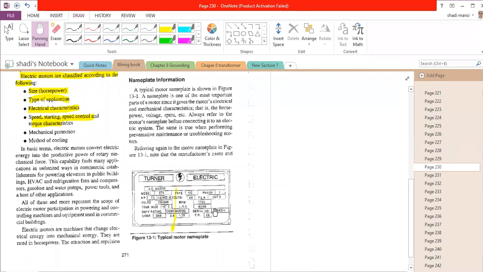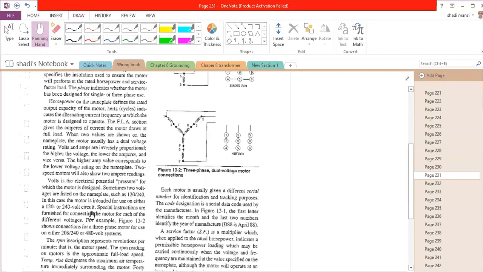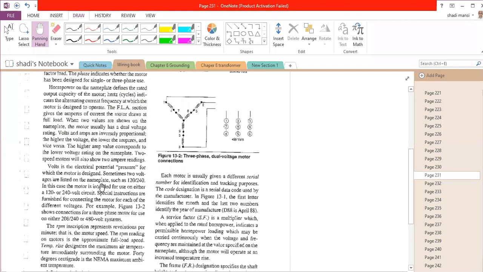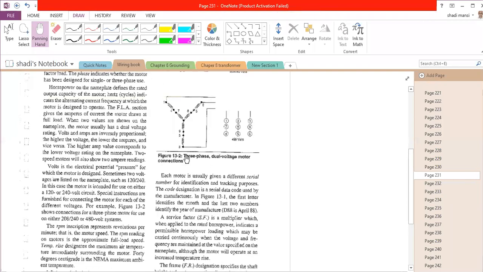Page 271. So again, the nameplate is very important for any motor, and we can get a lot of information from the nameplate. Now, such information like horsepower, volt, RPM, LRA, and so many other information, we can get from the nameplate. I just need you to memorize two or three, let's say four items, four pieces of information we can get from the nameplate. Okay, this is what I need you to get. Now, also you can sometimes find in the nameplate the connection of the motor.